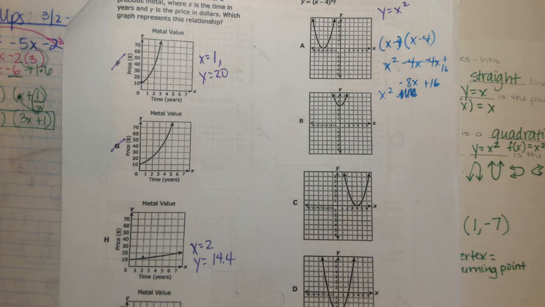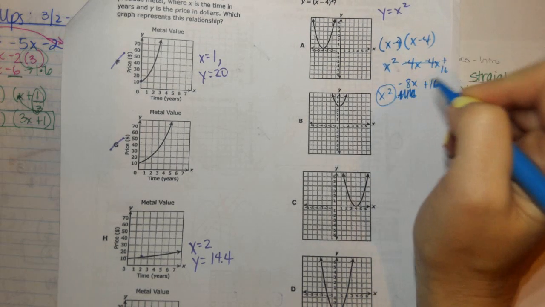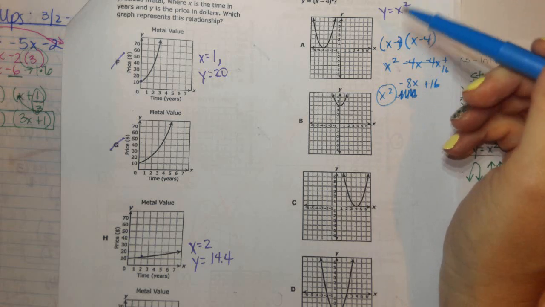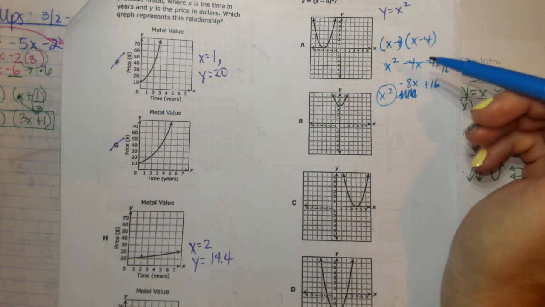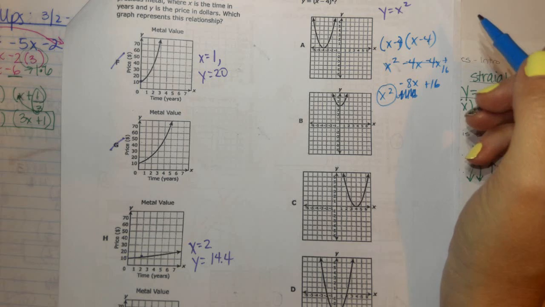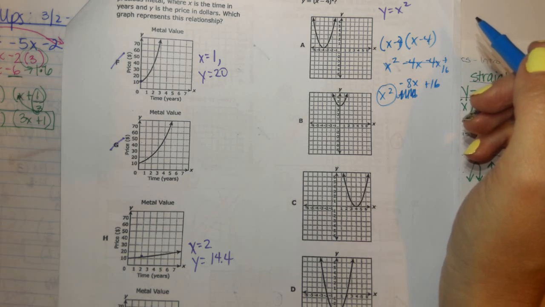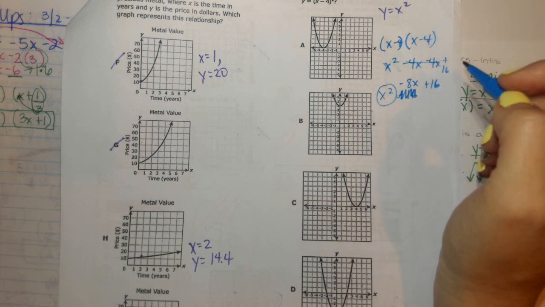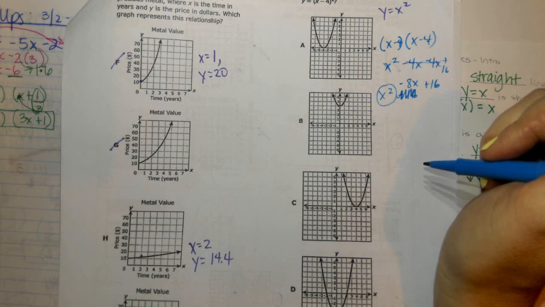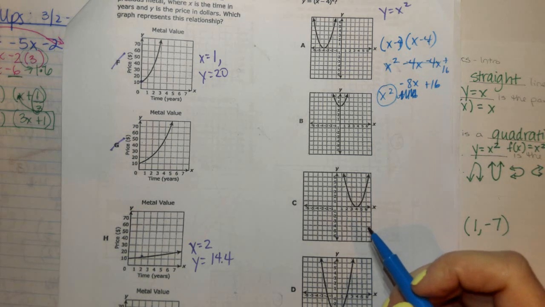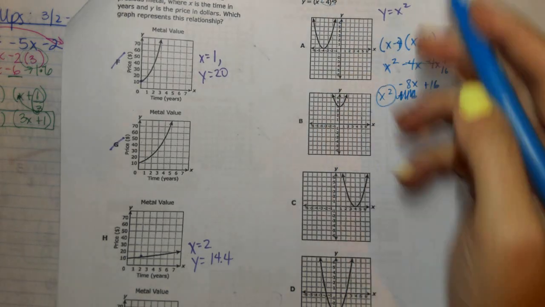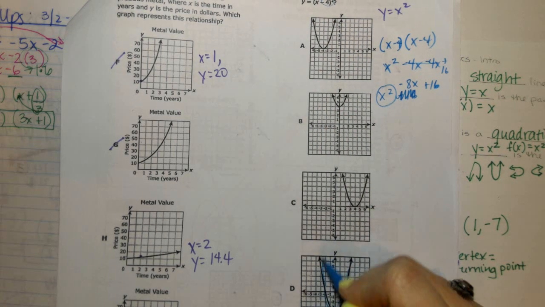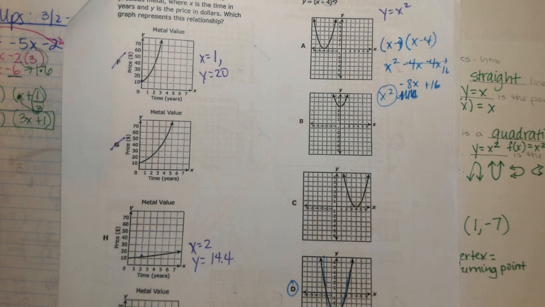So we know that it is a positive x squared, so it's going to open upward, and plus 16. Because it was minus 4 squared, the vertex is right here, and then it goes up. Let's say D is our best choice on that one, just so you can have an answer.